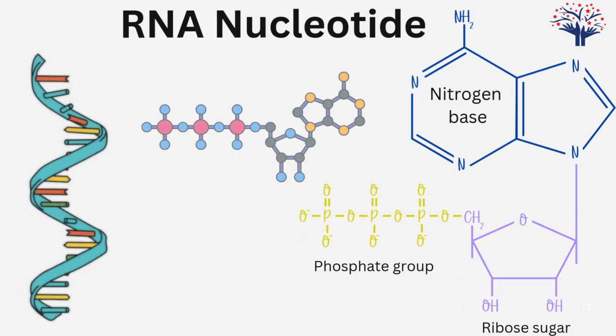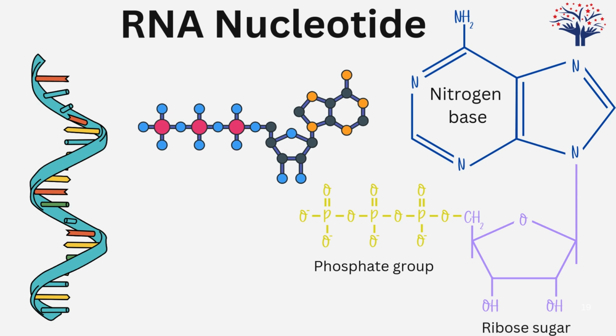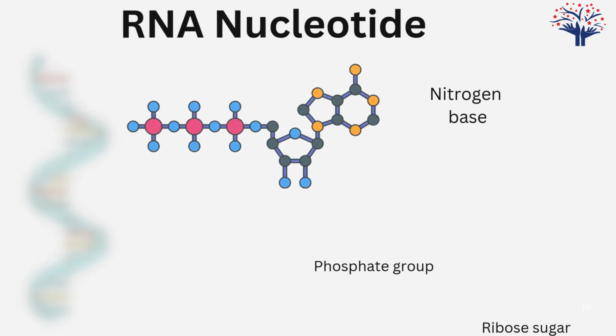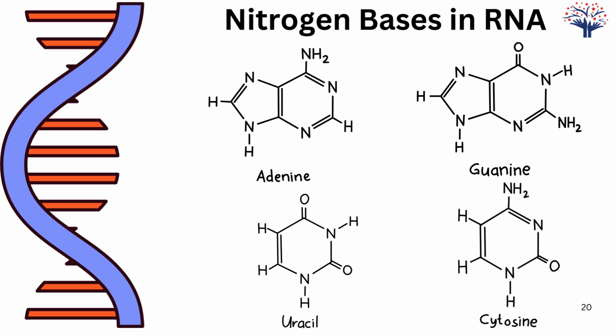An RNA nucleotide is composed of a ribose sugar, a phosphate group, and a nitrogenous base. RNA contains 4 nitrogenous bases, namely adenine (A), uracil (U) that replaces thymine found in DNA, cytosine (C), guanine (G).